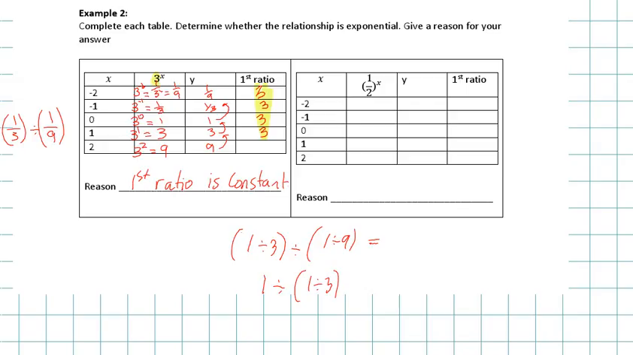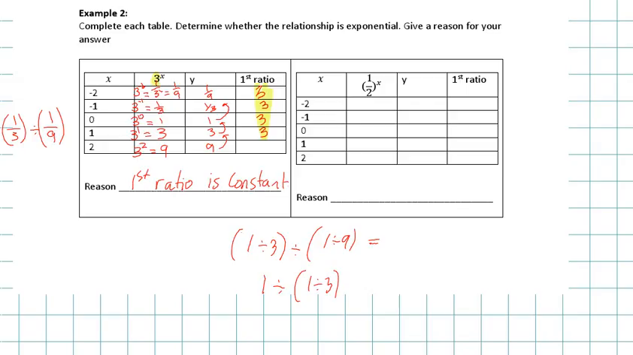Okay. Tell me what is the second table of values? What's the second function? What's your function? 1 over 2 to the power of x. That's a half to the power of x.